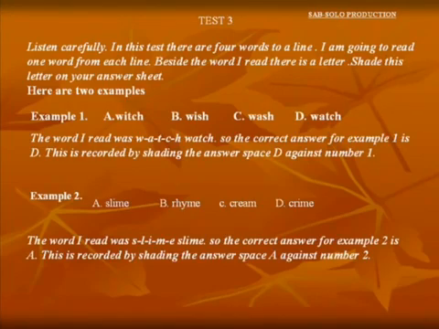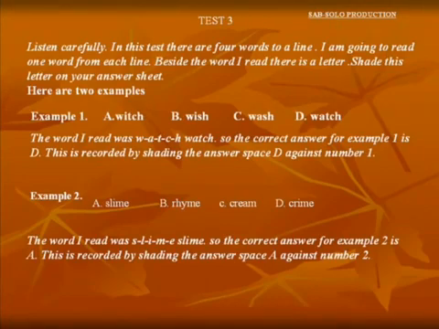Here are two examples. Example 1. Watch. The word I read was W-A-T-C-H. Watch. So the correct answer for example 1 is D. This is recorded by shading answer space D against number 1.